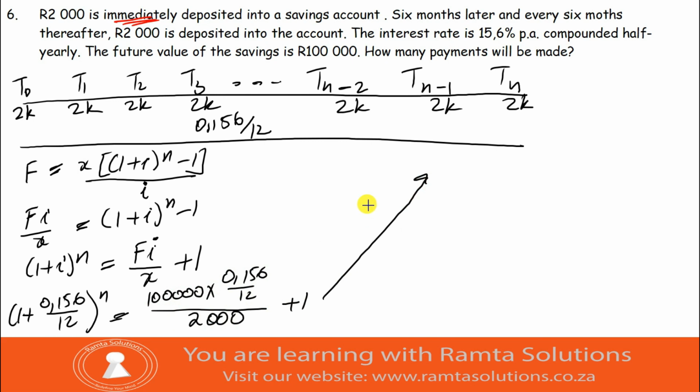Now, let's see. 1 plus 0.156 over 12, what does it look like? It is 1.013 to the n. Okay? Then, let's look at this. 100,000 times 0.156 over 12 over 2,000 plus 1. Yes, it's plus 1. What is it? It is 1.56.